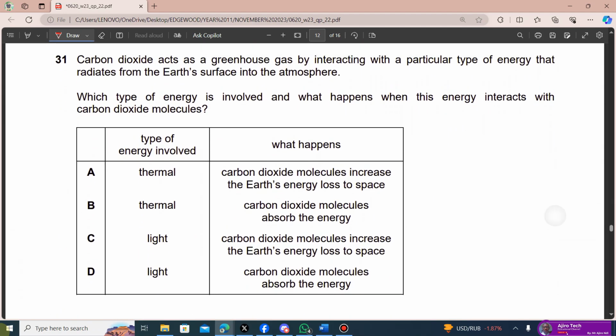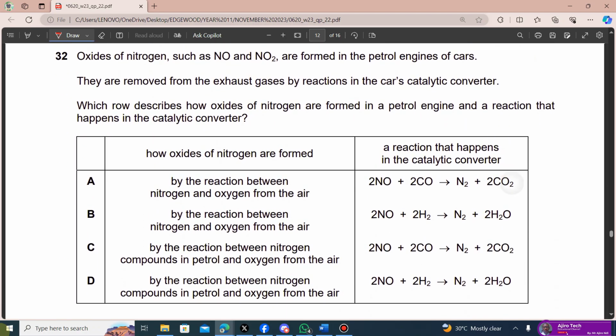All right, question 39. Now, carbon dioxide acts as a greenhouse gas by interacting with a particular type of energy that radiates from the Earth's surface into the atmosphere. Which type of energy is involved and what happens when this energy interacts with carbon dioxide molecules? Of course, you know it is thermal energy. So, since it is thermal energy, what happens? Carbon dioxide molecules absorb the energy. So, that is what happens. That's 31.